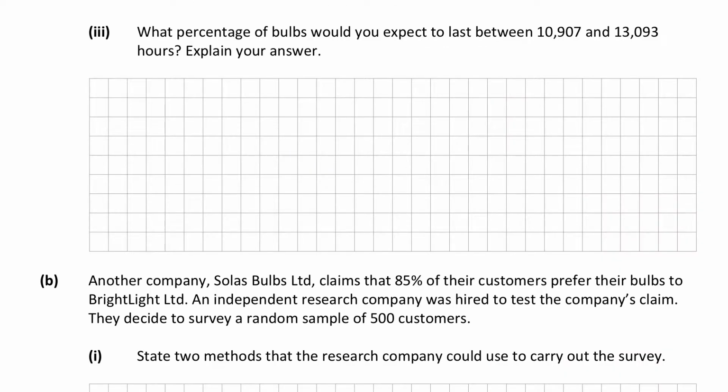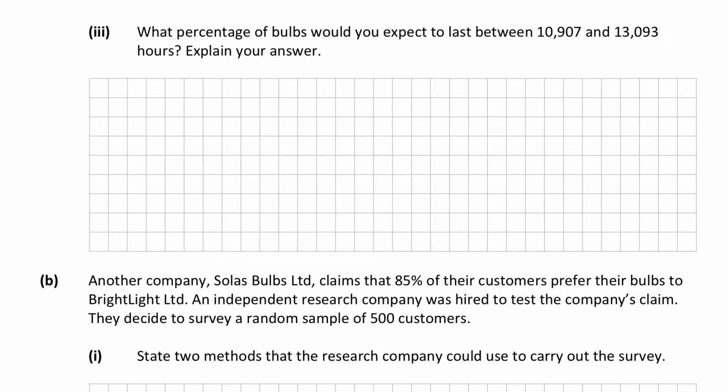So part 3. Part 3 says, what percentage of the bulbs do you expect to last between 10,907 and 13,093 hours? Explain your answer. So this is what we do. We calculated what the standard deviation was, we calculated what the mean was, and now we're being asked to use those figures to see what the distribution is.